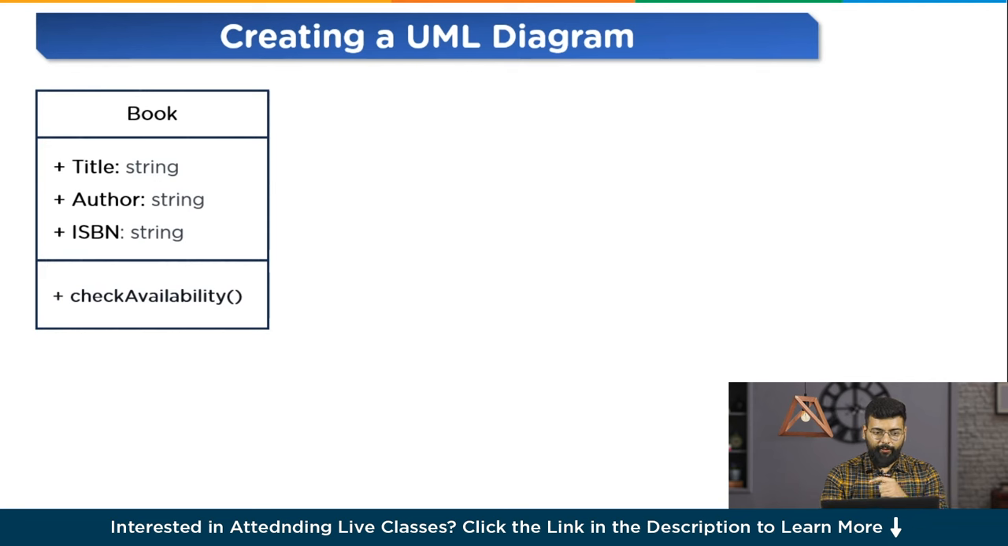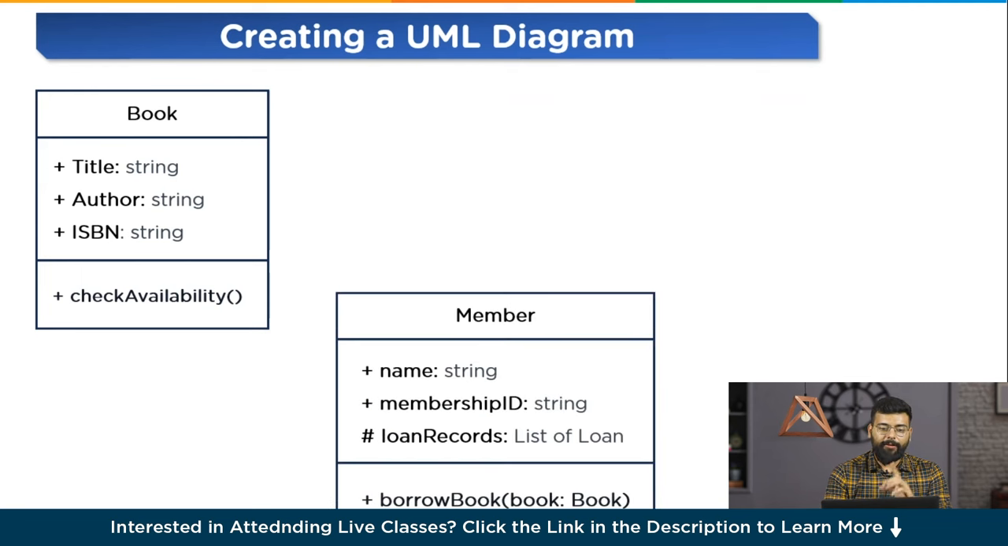So our first class is Book. Book is the class here. And then we have attributes, that is title. So what is the title of the book? Then a colon and the data type of title, that is string. And then we have author, colon, string, and then the ISBN number of the book. And then we have the method here, that is check availability. In this method, we will check whether the book is available in the library or not. So here we will create the library distribution system as a UML diagram. We have created the class Book and its attributes and methods.